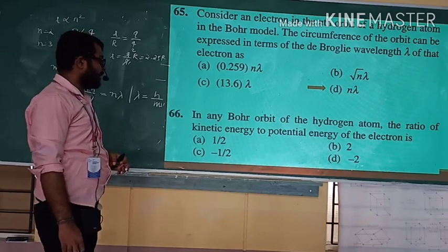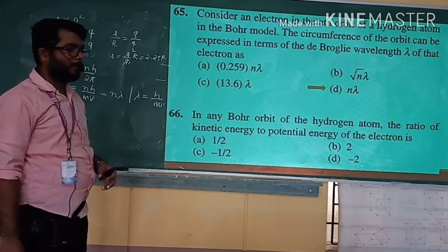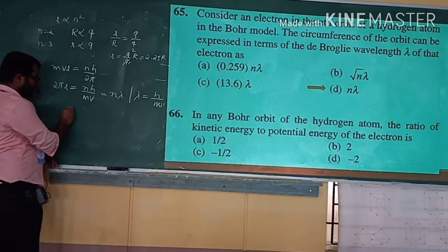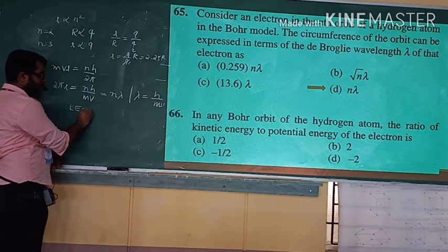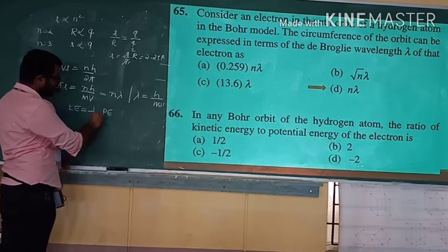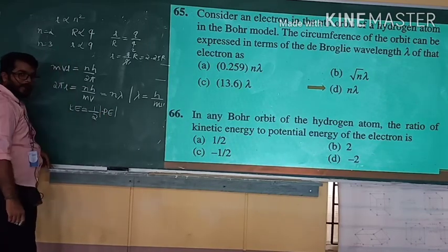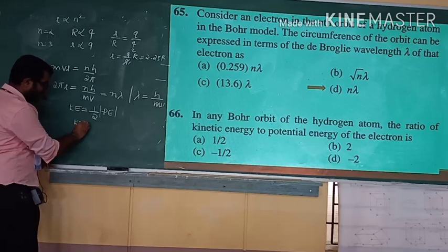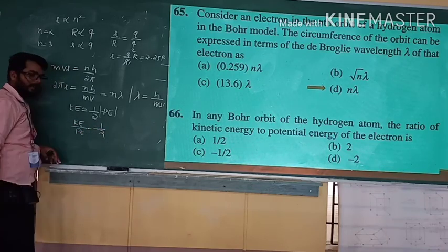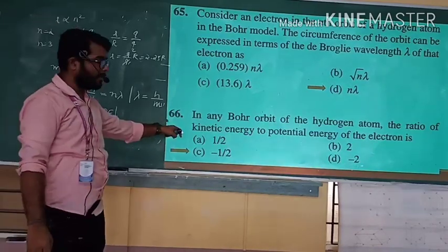66. In any Bohr orbit of the hydrogen atom, the ratio of kinetic energy to potential energy will be. You know that kinetic energy is equal to 1 by 2 times the potential energy. But the potential energy has a negative sign. We take the ratio: kinetic energy divided by potential energy is 1 by 2, that is, minus 1 by 2 will be the answer, not 1 by 2.